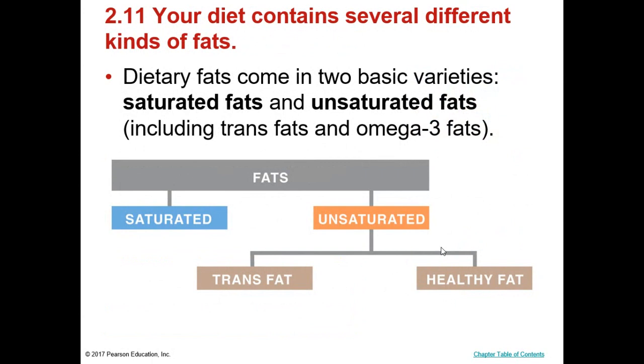So we can classify fats into different groups. So we have saturated fats, we have unsaturated fats, and then within unsaturated fats, we have trans fats and healthy fats. Okay, trans fats, if I'm not mistaken, they should be banned. Okay, we actually reduced the amount of trans fats that were released to grocery stores because they are dangerous. Okay, they collect in the blood vessels and they cause heart attacks.